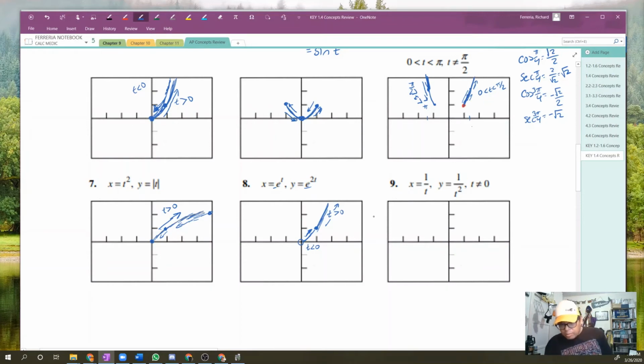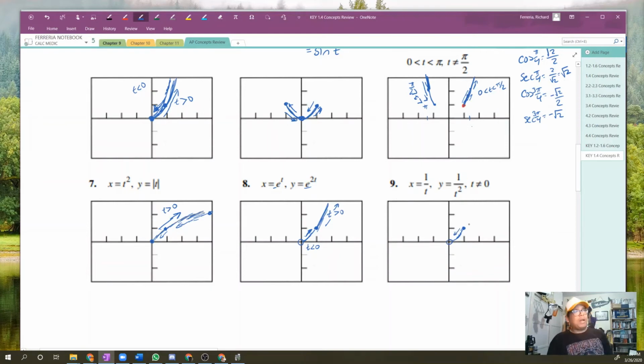Finally, that brings us to number 9. Number 9, we have 1 over t and 1 over t squared. So when t is equal to 0, undefined and undefined. So that doesn't really work. What happens when t equals 1? We get 1, 1. What happens when t equals 2? We get 1/2 and 1/4. And then that looks like we're going to be heading toward 0, 0. And we'll never get there.